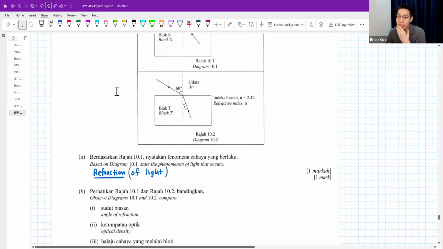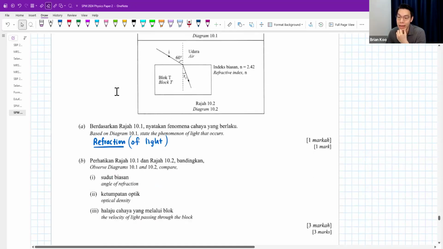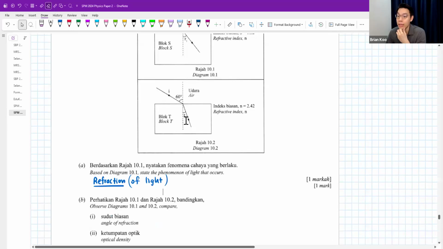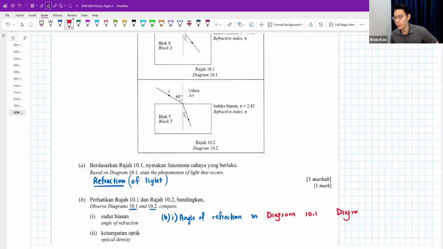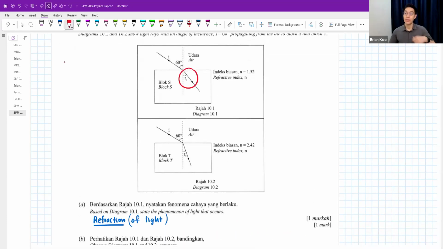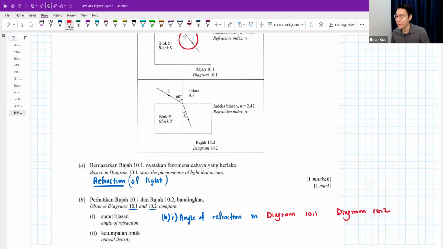Compare the angle of refraction, optical density, and velocity of light passing through the blocks based on diagram 10.1 and 10.2. Guys, for an essay question you must write properly. So you have to say angle of refraction in diagram 10.1 is bigger, greater than in diagram 10.2. Let's take a look. The angle of refraction is bigger for the first diagram compared to the second diagram.